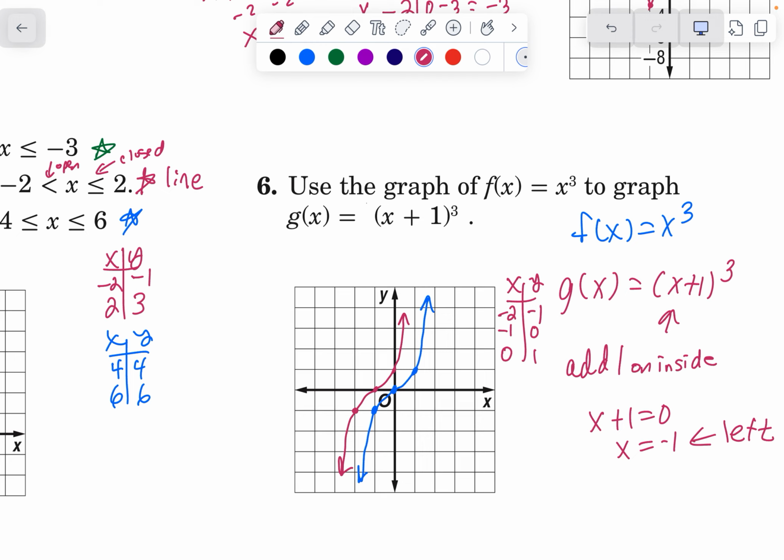So that's what's bad about the inside. The inside does the exact opposite of what we expect. So be careful with that, because that is what happens. It moves the opposite of what we think. Okay, everybody good with this first page?